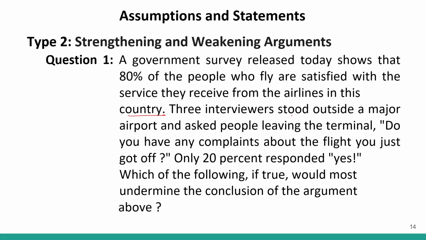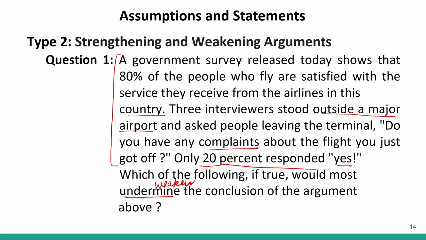So there are 3 people positioned outside a terminal, outside an airport, and they are asking people whether they liked the flight, whether there are any complaints. So only 20% of such people responded yes. So we have to answer which of the following, if true, would most undermine. Undermine means weaken. Which of the following, if true, would weaken the conclusion of the argument? So we have to look at a contradictory statement.